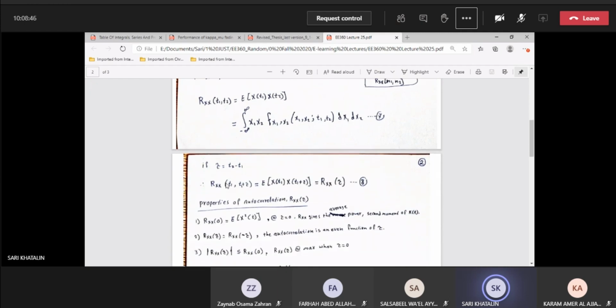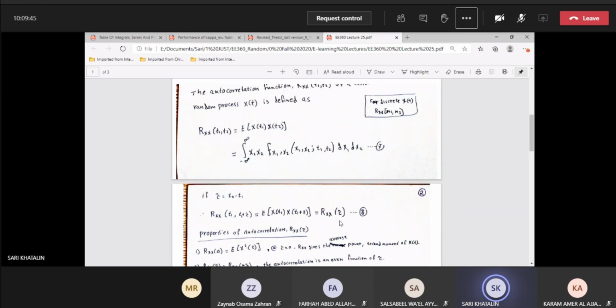Now if we go to page 2 and define the time difference t2 minus t1 as tau, then equation 7 can be written in this fashion: t1, and we replace t2 by t1 plus tau, because the time difference between the two is tau. The autocorrelation is then going to be in terms of tau only. You can see that proof in the book, or there's an exercise related to that. We're not going to go through this proof, but we're going to say that if the time difference between the two realizations is tau, the autocorrelation is in terms of tau.